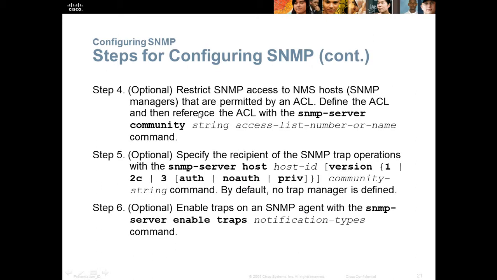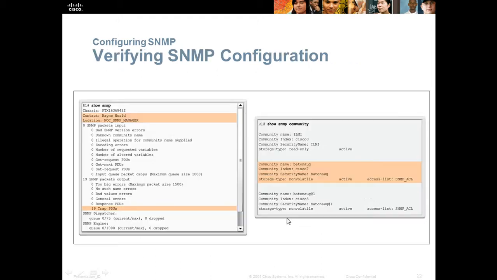Step 4 is optional: restrict SNMP access to the NMS hosts that are permitted by an access control list. Define the ACL and then reference the ACL with the snmp-server community string access-list-number-or-name command. Step 5 is optional. Step 6 is optional: enable the traps on the SNMP agent. To verify the SNMP configuration, use the command show snmp, which shows us SNMP packets and traps, and show snmp community.